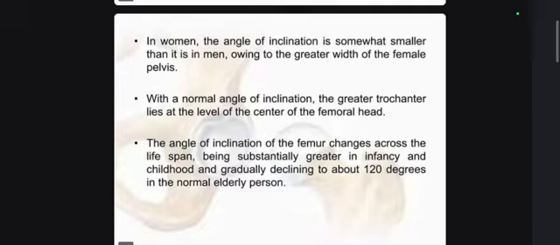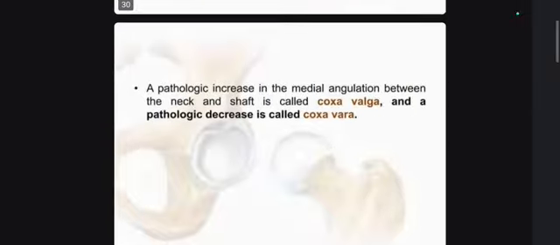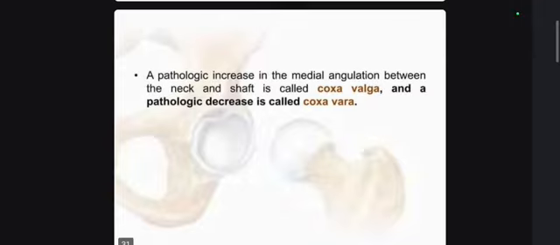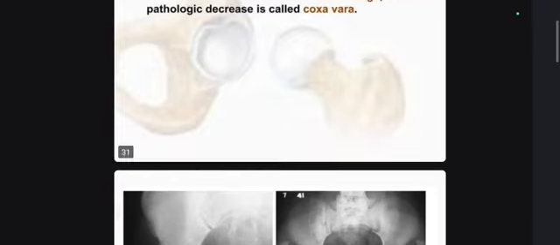The angle of inclination of the femur changes across the lifespan, being substantially greater in infancy and childhood and gradually declining to about 120 degrees in the normally elderly person. A pathological increase in the medial angulation between the neck and shaft is called coxa valga, and a pathological decrease is called coxa vara.